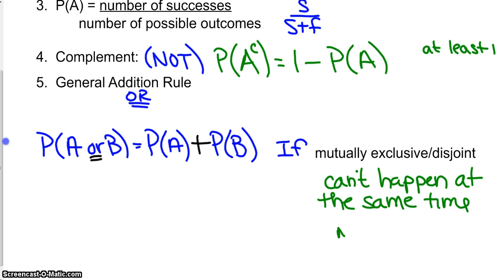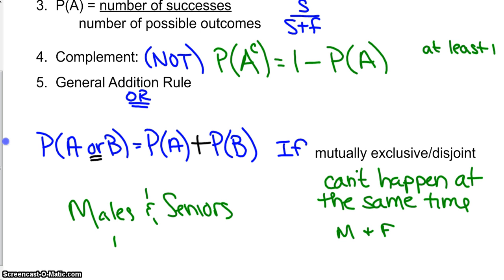Male and female can't happen at the same time. 10th grader, 12th grader, can't happen at the same time. But if I talked about males and seniors, that's not mutually exclusive, because you have some males that are also seniors. And so what we'll have is we'll get our addition rule.